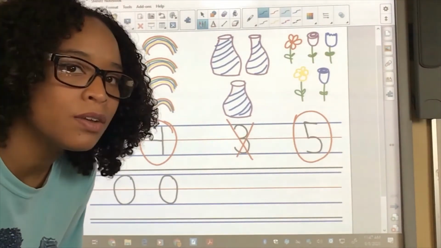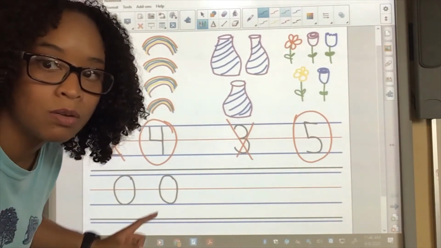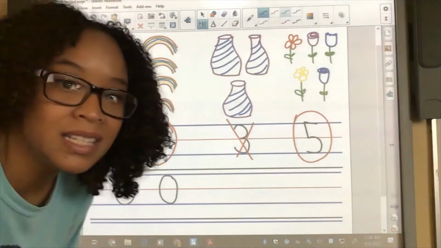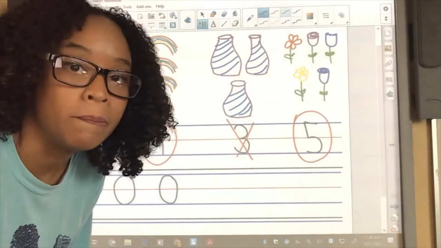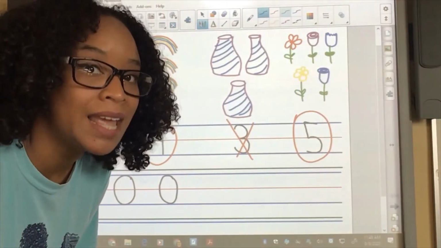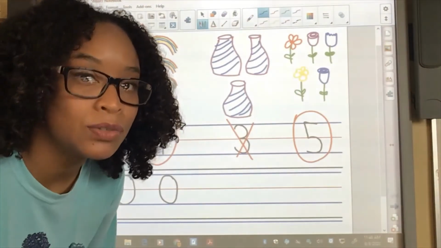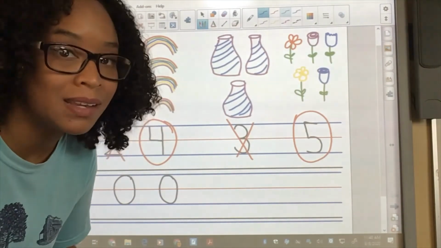Now let's compare those zeros. Is there a number with 0 and 0? We have 0 and we have 0. Is there a number that is greater? Nope. Is there a number that is less? Nope. Are those 2 zeros the same? Yep. And the same means that they're equal.